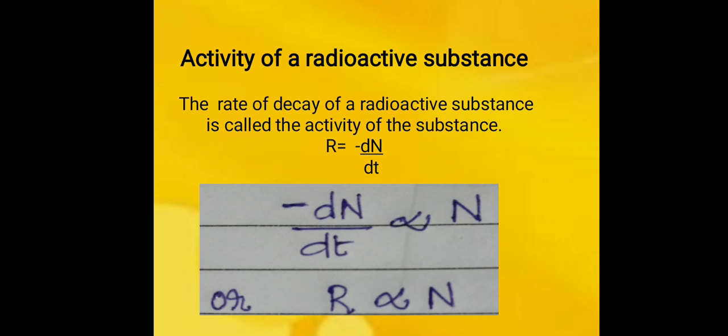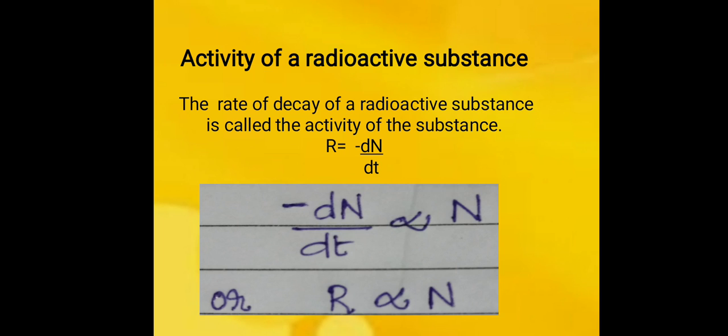Now the next topic is activity of a radioactive substance. What do you mean by this activity? Activity is the rate of decay of a radioactive substance. The rate of decay of a radioactive substance is called activity. So we can write as an equation: R is equal to minus dN by dt.